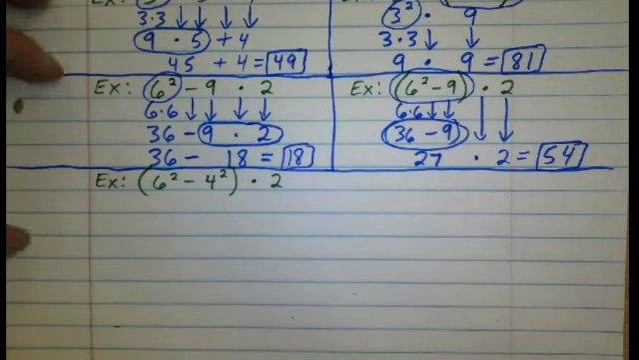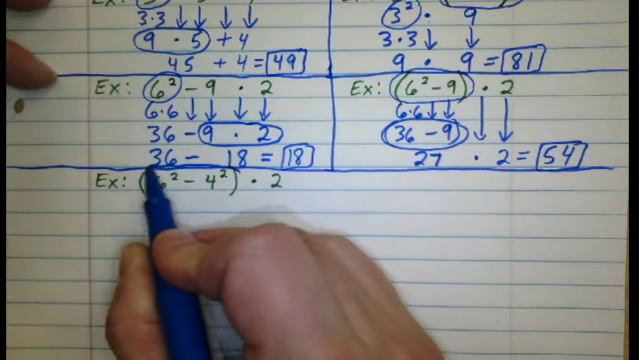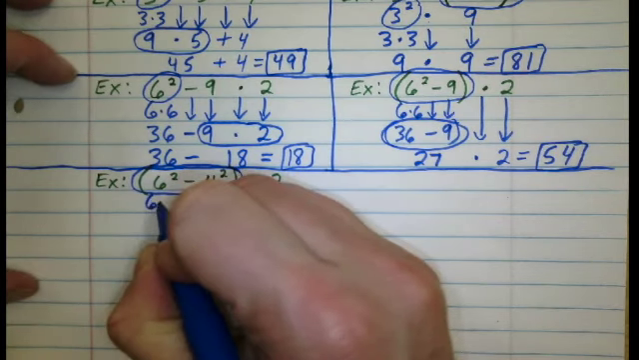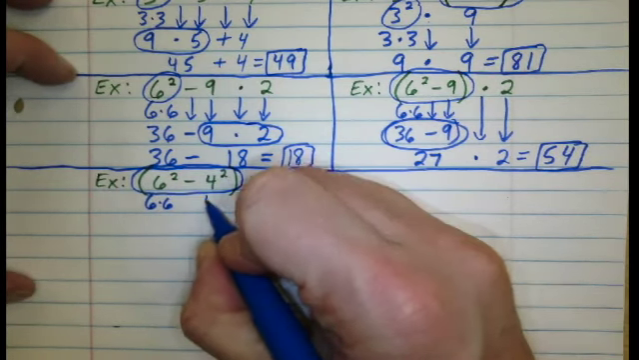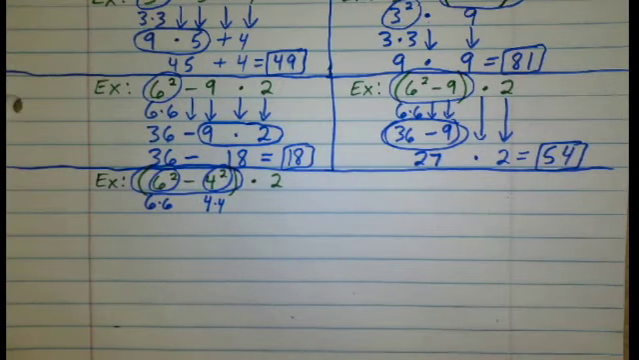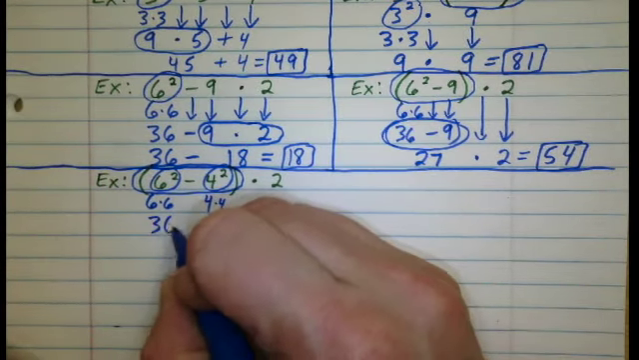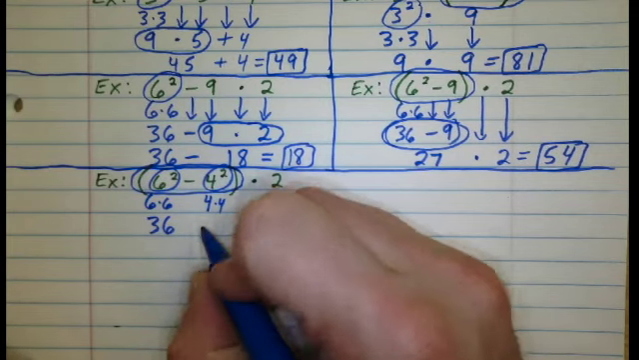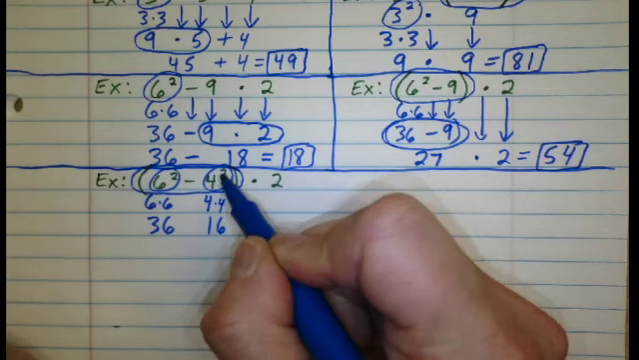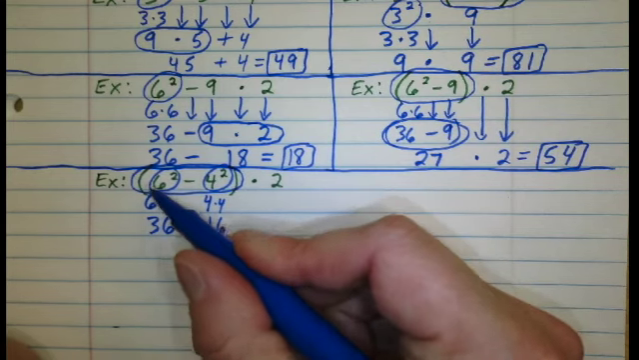So with PEMDAS, parentheses is first, so I need to solve all of this inside these parentheses. I need to do the exponents, 6 times 6, and this exponent, 4 times 4. So it's like you're doing 2 exponents at the same time. 6 times 6 gives me 36, and 4 times 4 gives me 16. Remember, don't take 6 times 2 or 4 times 2. Those exponents tell us how many times we take the base times the base.